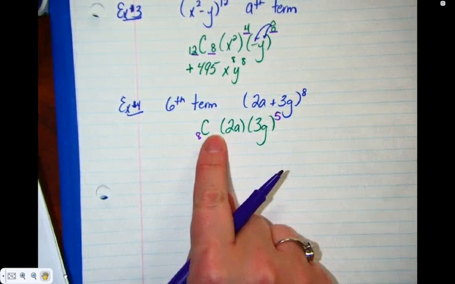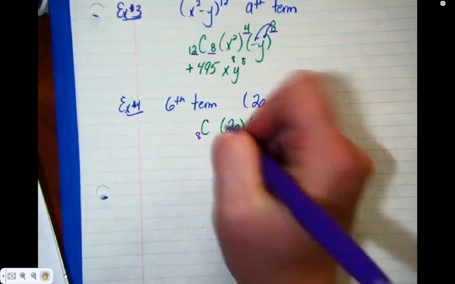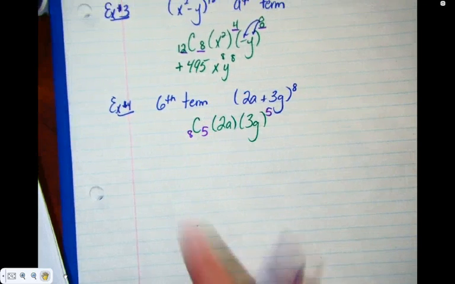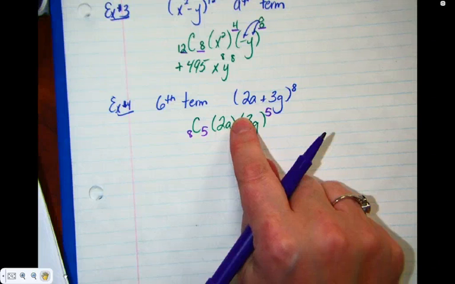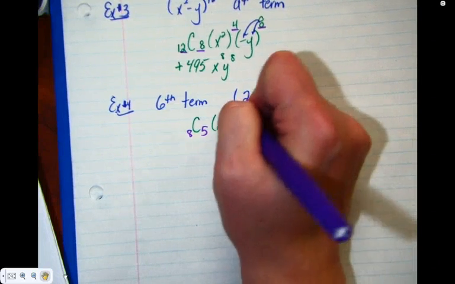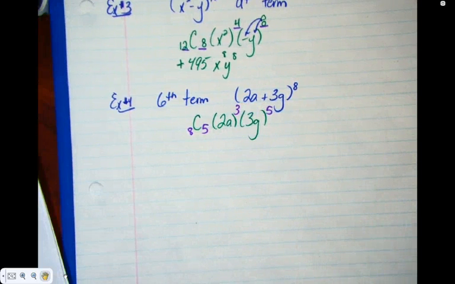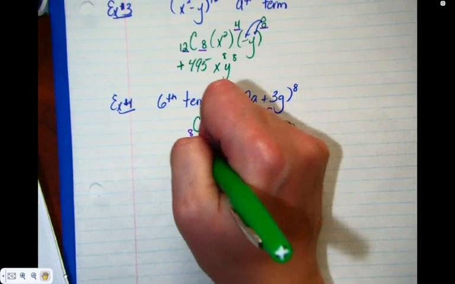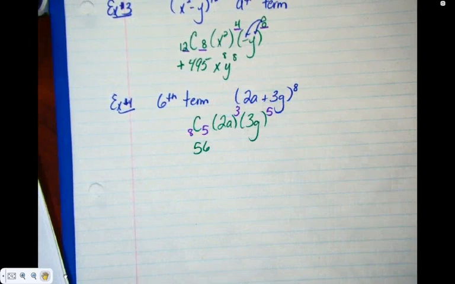What's the relationship with the r of the combination? Also has to be 5. What does the first exponent have to be? Which is 3. Why 3? 8 minus 5. Questions on the pieces so far? Okay, give me an 8C5. 56. That sounds confirmed.